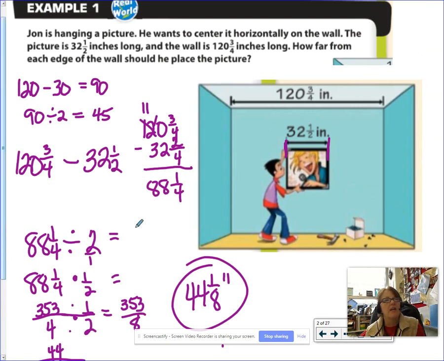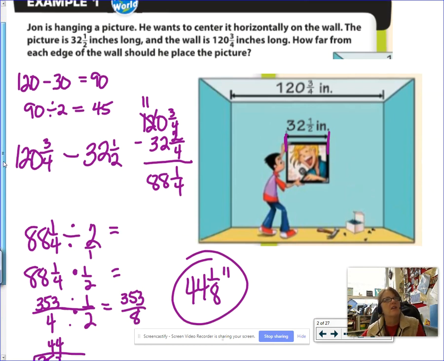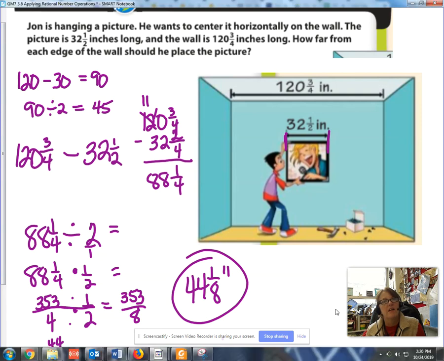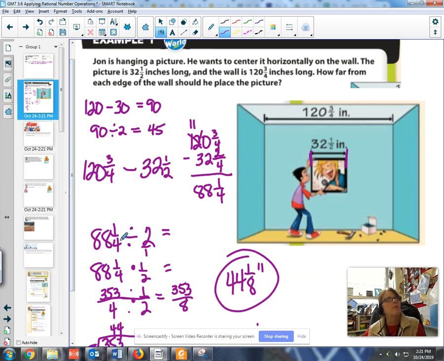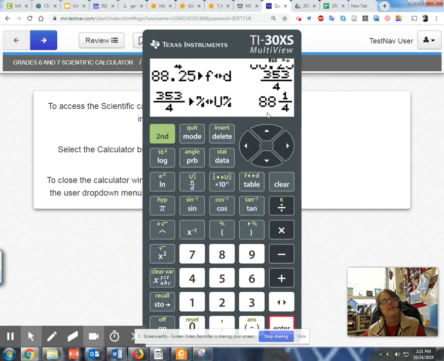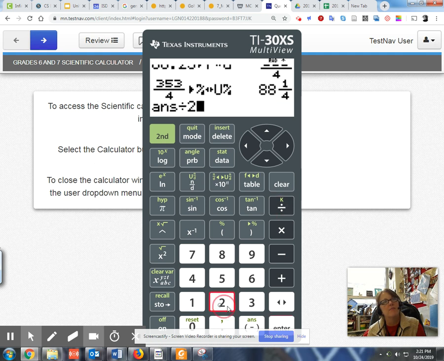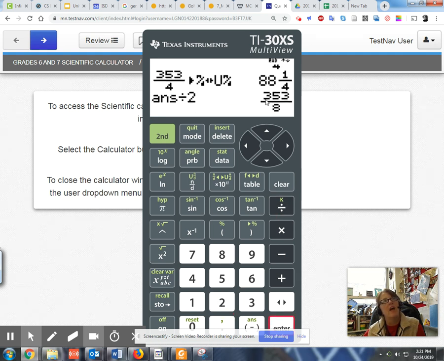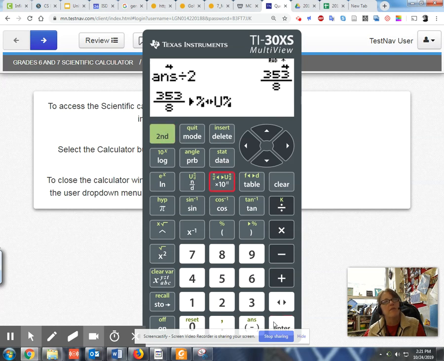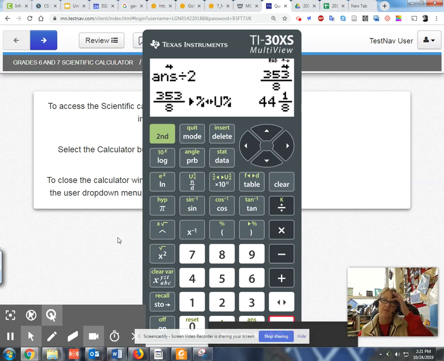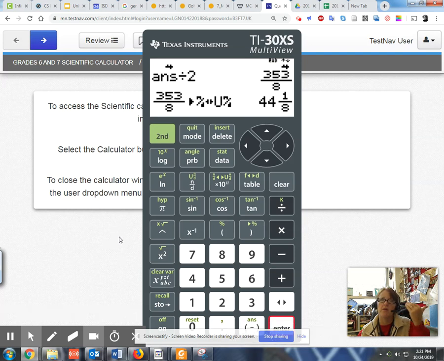If I check it on my calculator, I can show you exactly how and why that one would work. So remember I was taking 88 1/4 and dividing that by 2 on my calculator. It would look like this. Take this number, divide by 2. You get that. Turn this from a fraction into a mixed number, I get 44 1/8. There you go.